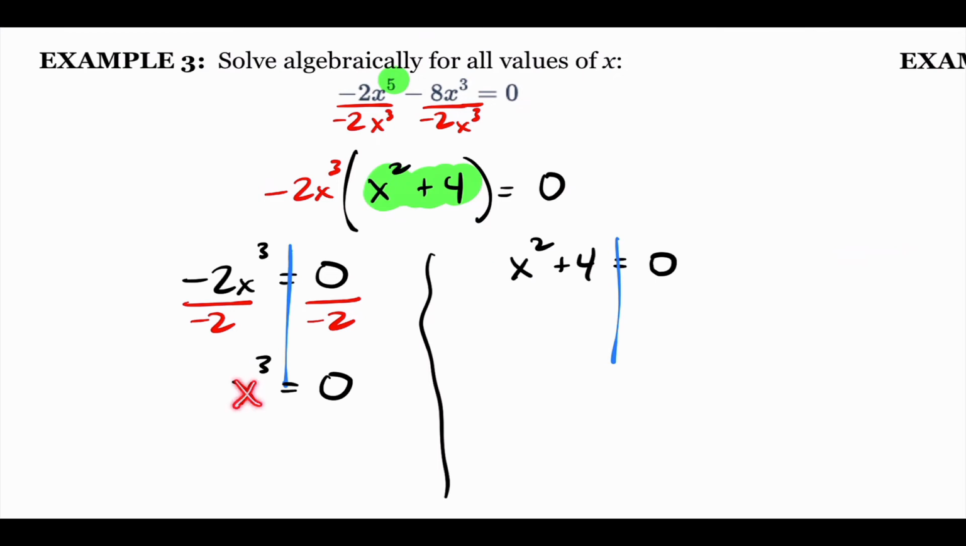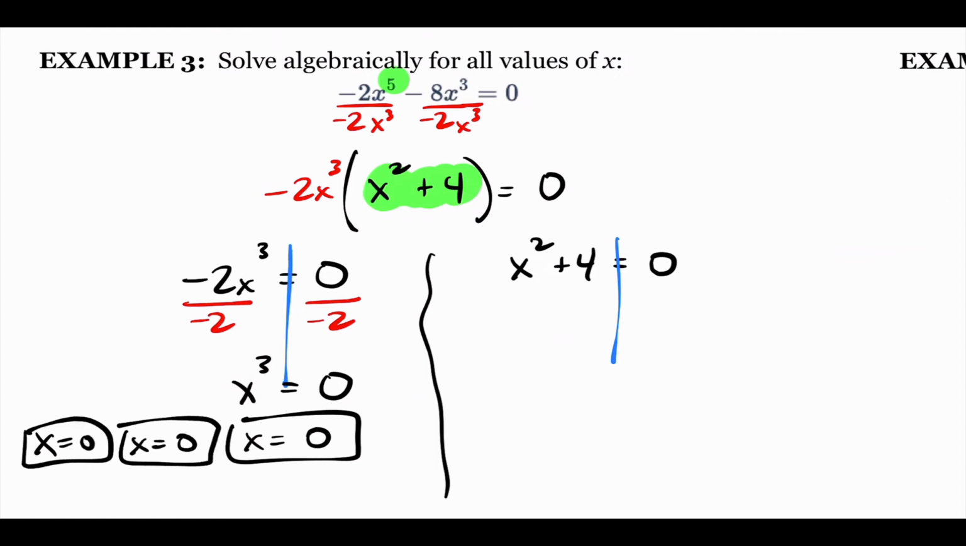So what this is saying now is x to the third equals 0. X to the third means something multiplied by itself 3 times. What number, when I multiply the same number 3 times, makes 0 as an answer? 0 times 0 times 0 makes 0. 1 times 1 times 1 doesn't make 0. 2 times 2 times 2 doesn't make 0. The only thing that makes 0 when I multiply it 3 times is 0. Guess how many zeros I have? 3 of them. There's actually 3 answers, and they're all 0.